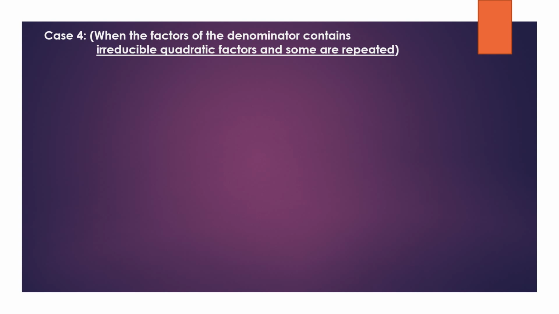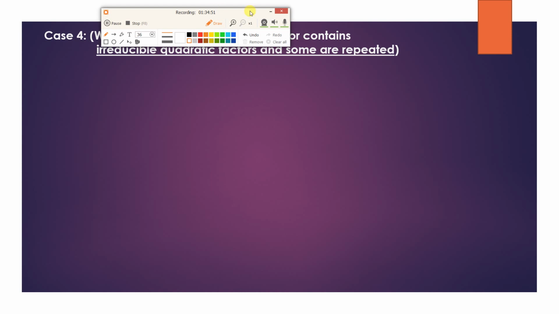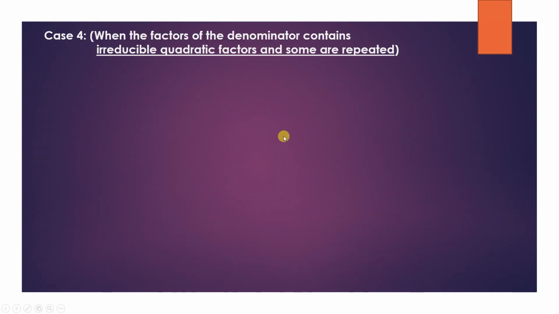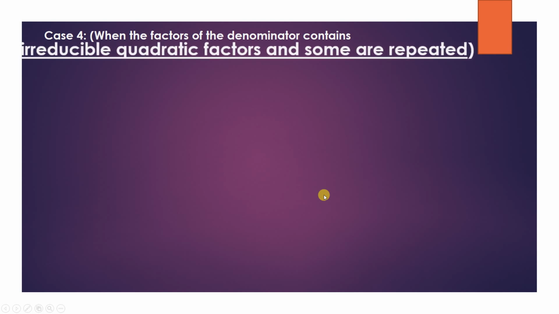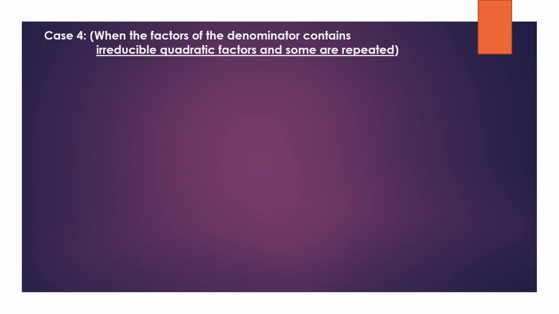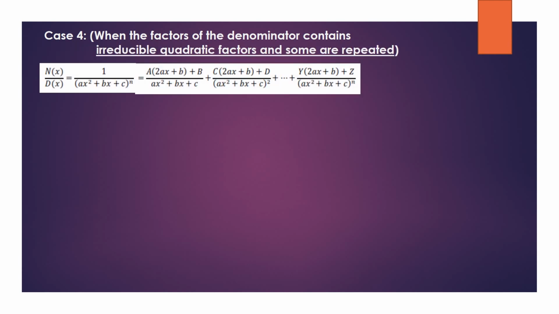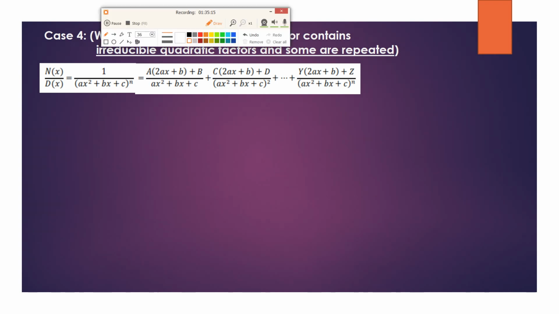Okay, for the last case, case number 4, when the factors of the denominator, again, contains irreducible quadratic factors, but this time, some are repeated. So, para siyang case number 2. Okay. Quadratic na may repetition. So, paulit-ulit lang naman yung format. Pero i-apply nyo pa rin yung pagiging quadratic, ha? So, again, take note of the exponent.